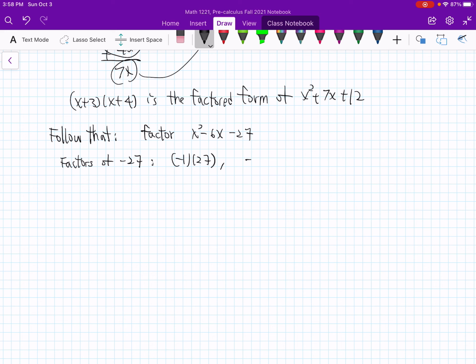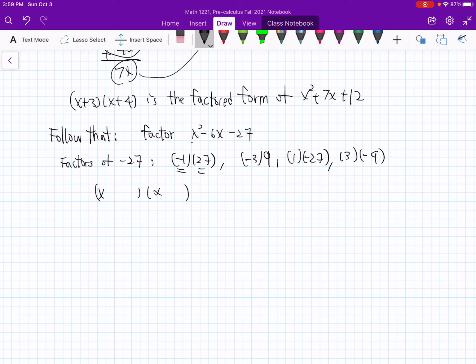You can have negative 3 times 9. You can have 1 times negative 27. You can have 3 times negative 9. Let's try that first, all right? So the x squared came from x times x. That's how we write down first, right?